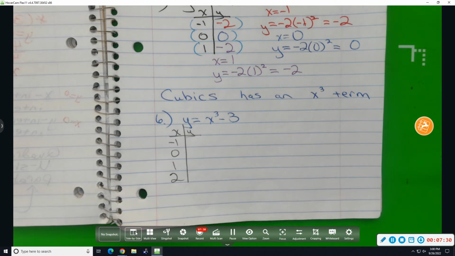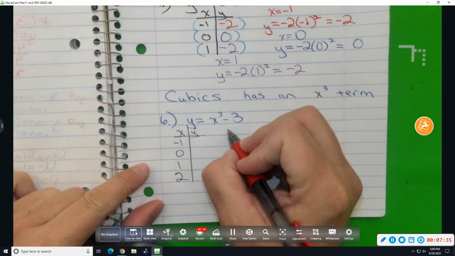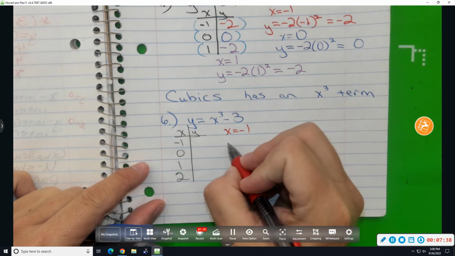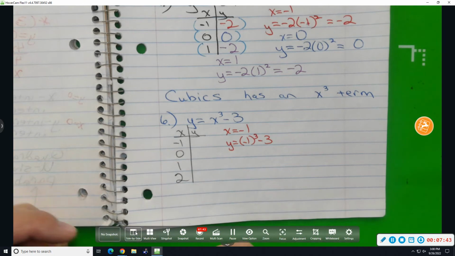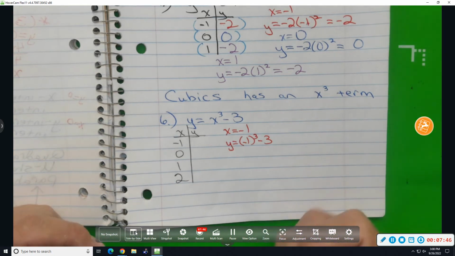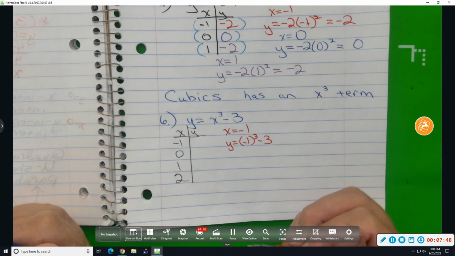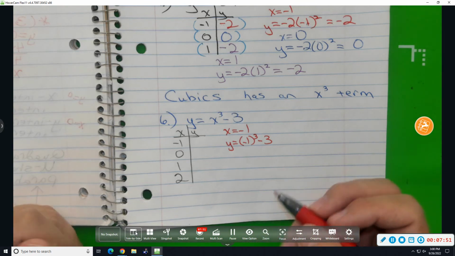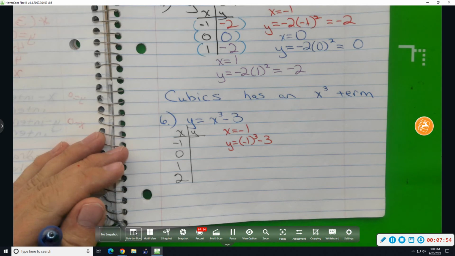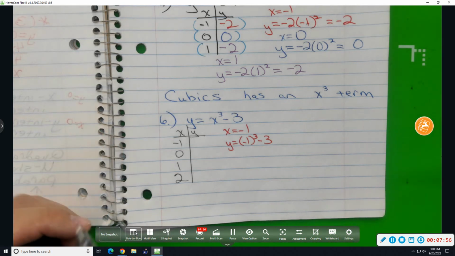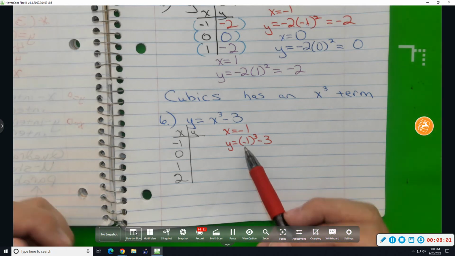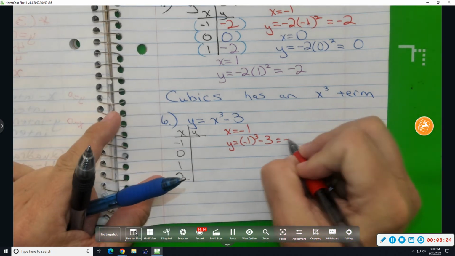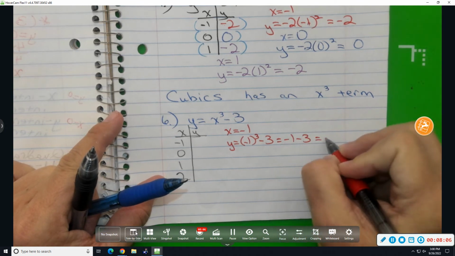So we'll start by plugging in -1 for x. We get y equals -1 cubed minus 3. -1 cubed, that's -1 times -1 times -1, which gives me not 1, -1. -1 times -1 is a +1, times the other -1 becomes a -1, minus 3, which equals -4.